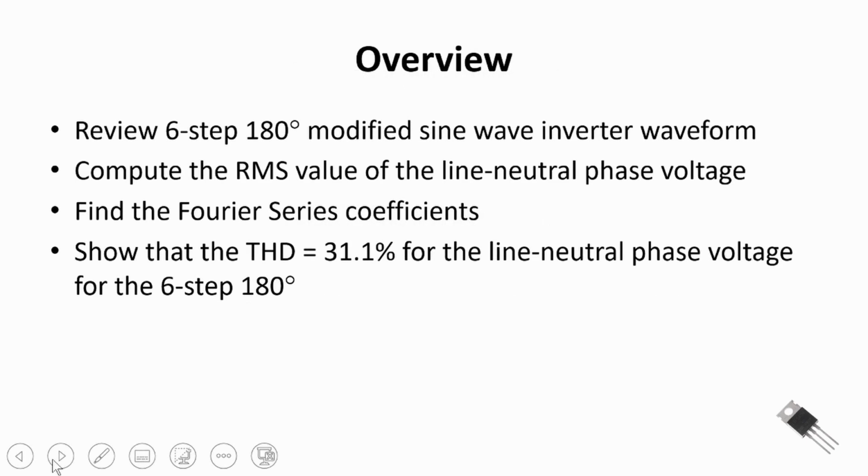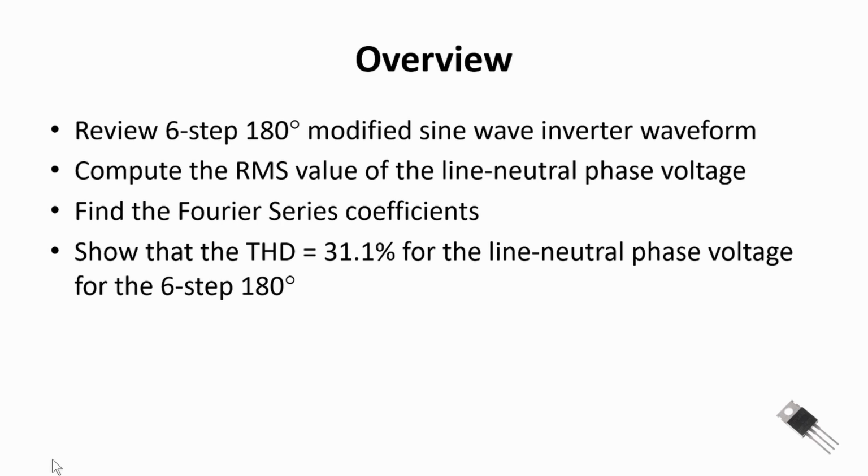For this video, we're going to go back and review part 1 of the video, and that was the 6-step 180-degree modified sine wave inverter waveform. And then using that waveform, we're going to compute the RMS value of the line to neutral phase voltage, and we're going to focus on the A to neutral. But the RMS value for the B to neutral and C to neutral for these 3-phase waveforms are the same.